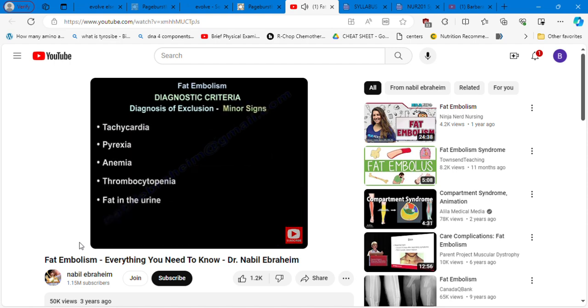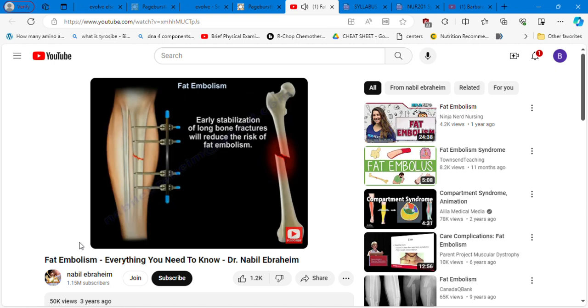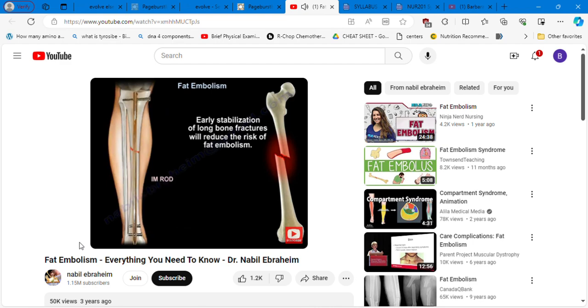What are the minor signs? Tachycardia, pyrexia, anemia, thrombocytopenia, fat in the urine. You need 4 minor signs and 1 major sign for the diagnosis of fat embolism. Early stabilization of long bone fractures will reduce the risk of fat embolism.